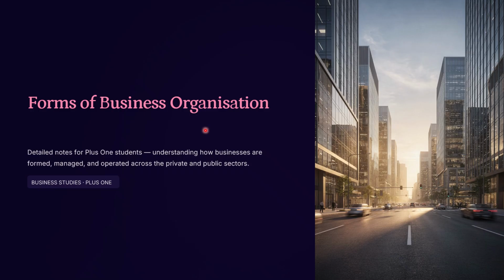Before starting a business, an entrepreneur has to decide how the business will be owned and managed. This structure is called the forms of business organizations. Different businesses have different needs. A small grocery shop does not require the same structure as a large company. So, businesses choose a form of organization based on factors like size, ownership, capital requirement, and nature of business. In this chapter, we will mainly study private sector organizations, especially sole proprietorship and partnership. So, let's begin.